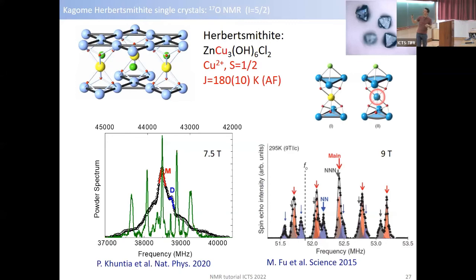And what we think is that there are some defects there, some copper that may go there and give you a different environment. So the red balls are the oxygen. Most of the oxygen are in this kind of environment with zinc here and 3 coppers. But some of them will see 4 coppers, so they will have a different local field. So they will give 5 other lines shifted with respect to the main ones, basically.